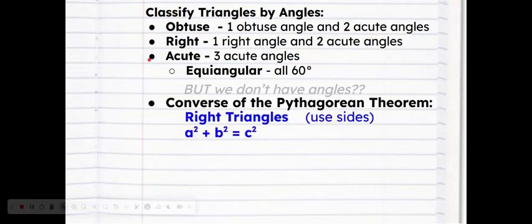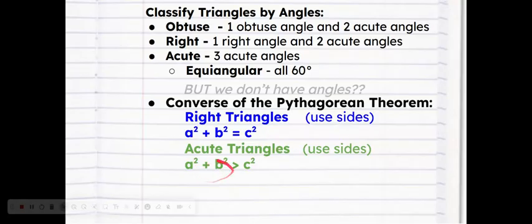So again, if it's a right triangle, a squared plus b squared equals c squared, and you're plugging in the sides, because again, we don't have the angles. We're assuming we don't have the angles. I know y'all have the angles for your warm-up, but we're assuming we don't. If it's an acute triangle and you plug it in, your two smaller sides compared to the third side, you would find out that the two smaller sides squared and added together is always bigger than the largest side squared.